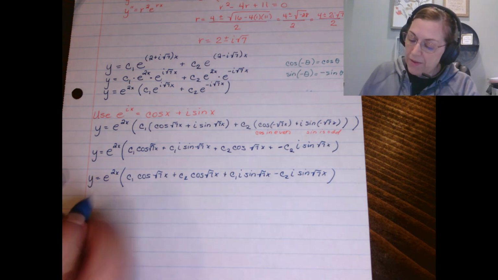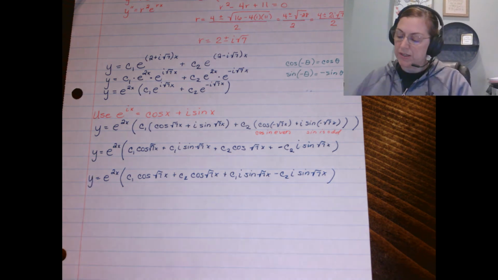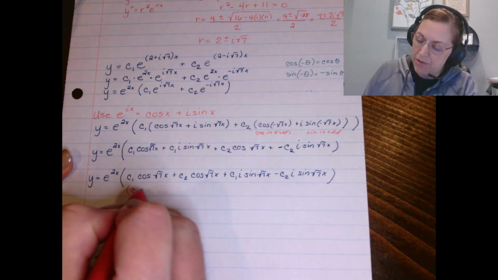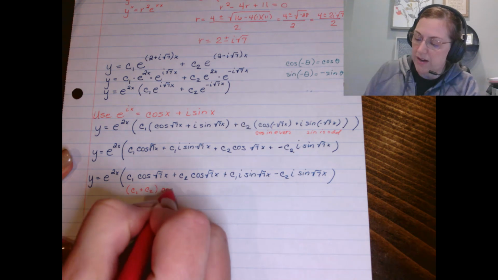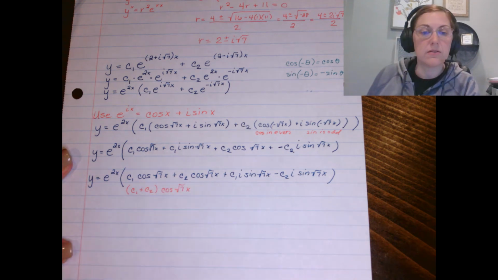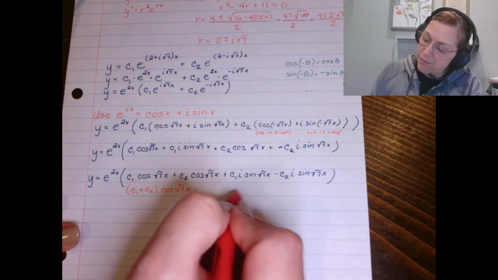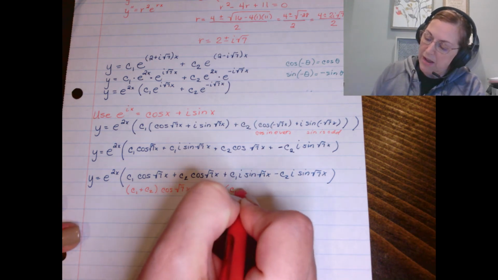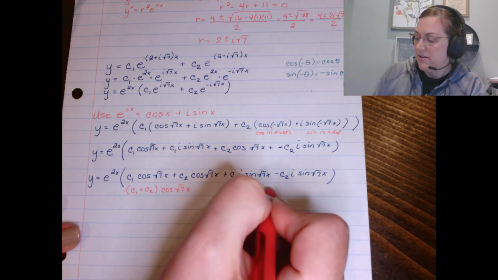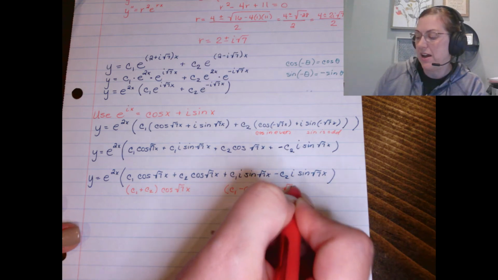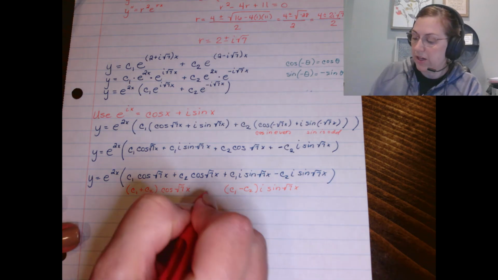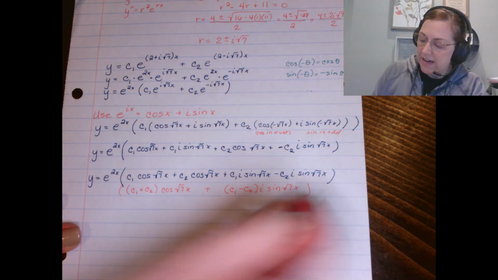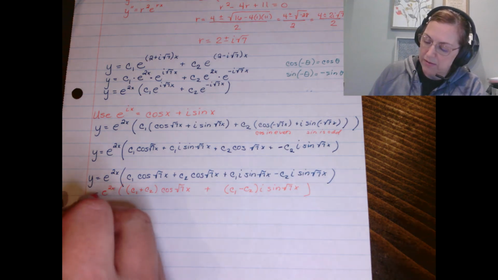Okay, now one thing that I want you to notice, and I'm going to do this in kind of an intermediate step, is I really could write this as C1 plus C2 cosine of square root of 7x. And this one I really could write as C1 minus C2 i sine of square root of 7x. Okay, I really could simplify like that. I'd still have my e to the 2x out here.